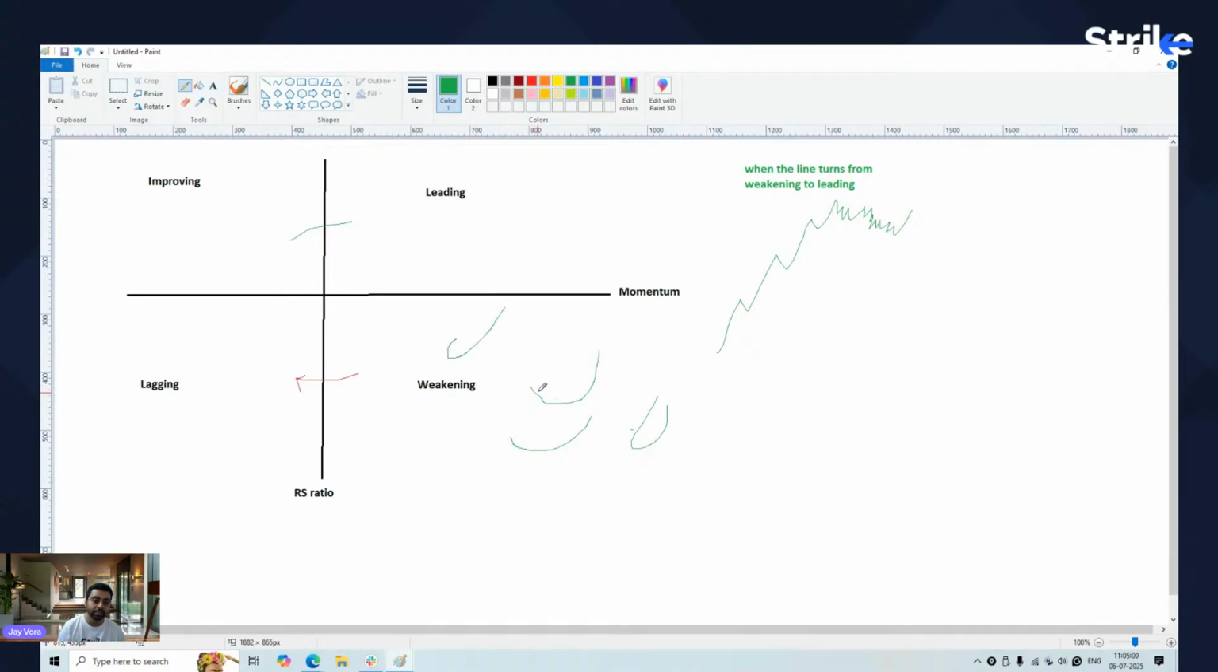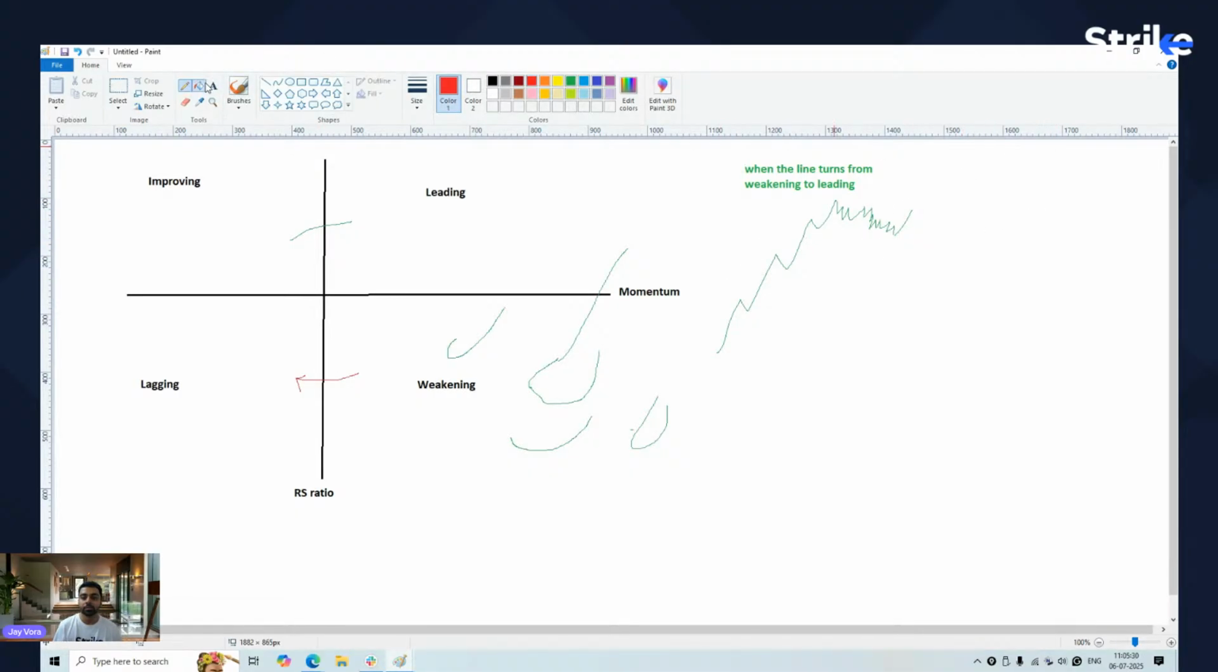Now, when the stock is ready to fly once again, that's where you will see some turnaround happening in the momentum first. And then when it actually breaks out, or starts performing well, you will see the RS ratio also turning around and doing very well, and that's where the journey back to leading also starts, and that's where you can make money, and you can easily find the stocks which are rising higher.